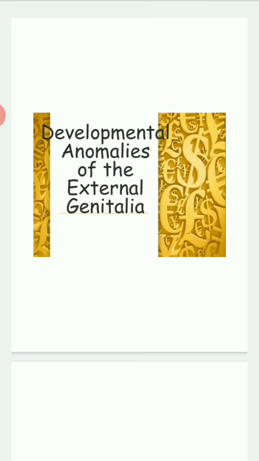So here we can see what are the developmental abnormalities of external genitalia. First we can see the external genitalia abnormalities. Going to see about the congenital abnormalities. Today's topic is congenital abnormalities of the female reproductive system. In that, first we are seeing developmental anomalies of external genitalia.